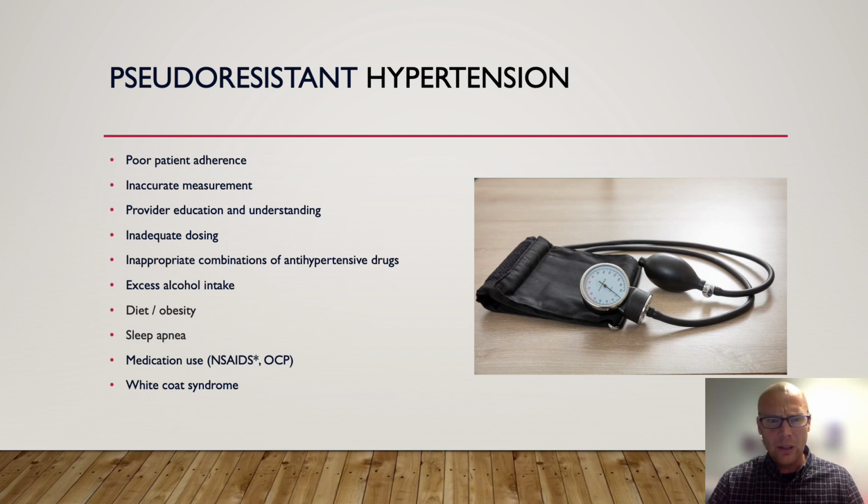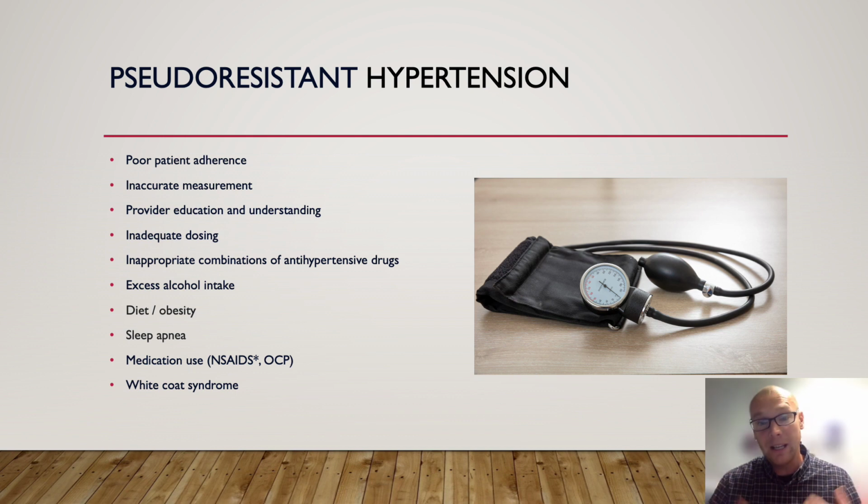Inadequate dosing, the medications aren't dosed appropriately. The combinations are not exactly correct for a person's age, ethnicity, male, female. All those kind of things matter as far as choosing your antihypertensive. Do they drink a ton of alcohol? How's their diet? Tons of salt, sleep apnea. Are they using tons of NSAIDs? So a person that has chronic pain and is just taking handfuls of ibuprofen all the time, that's going to cause renal issues, but it's also going to elevate their blood pressure.